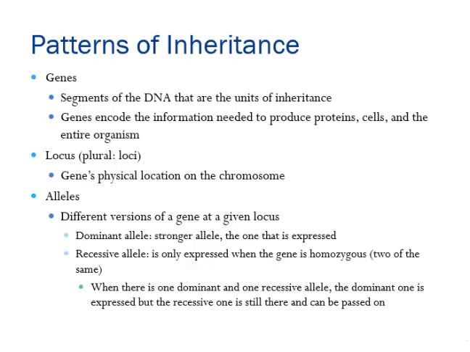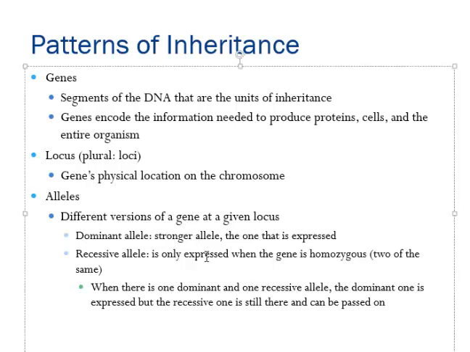I mentioned this already, but let's mention it again. A gene is a segment of DNA that is the unit of inheritance. DNA produces proteins, cells, and really the entire organism. Every cell in your body has the DNA to express everything in the entire body. Locus is the gene's location on the chromosome. At a particular point on the chromosome, you have the gene for your eye color. At a different point, you have a gene for your hair color. At a different point, you have a gene for your height. And an allele could mean different versions of the gene at a given point.